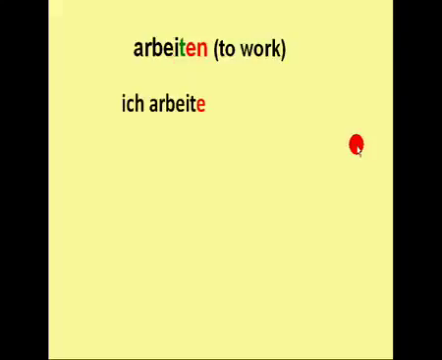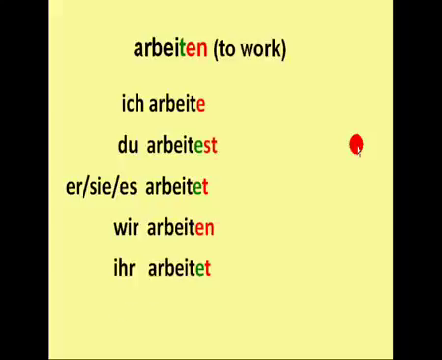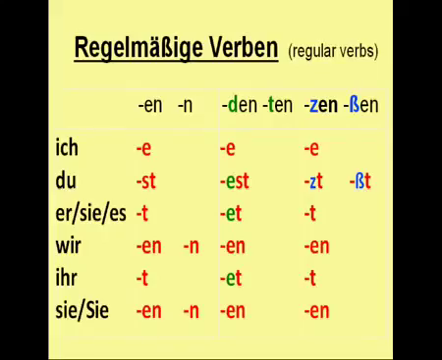Ich arbeite, du arbeitest, er, sie, es arbeitet, wir arbeiten, ihr arbeitet, sie arbeiten. The third category of regular verbs are those verbs which also end on en but have a z before it or a scharfes s, also called sz before it.